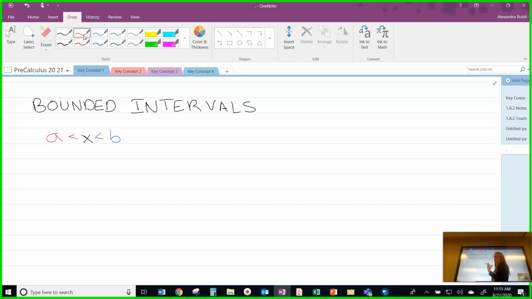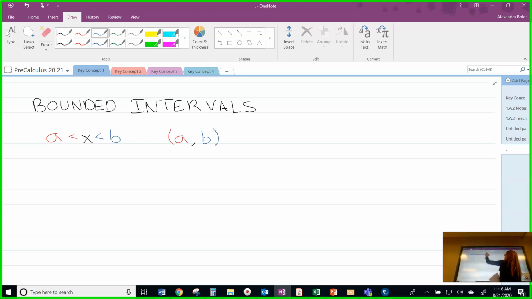So again, what's your smallest number here? My smallest number is A. So I start at A, and it's strictly less than, so I use parentheses. What's my largest number? My largest number is B. And again, it's no equal, so it's parentheses. Again, we kind of learned about this type of notation last year. It looks like a point, but it's not a point. It's A through B.